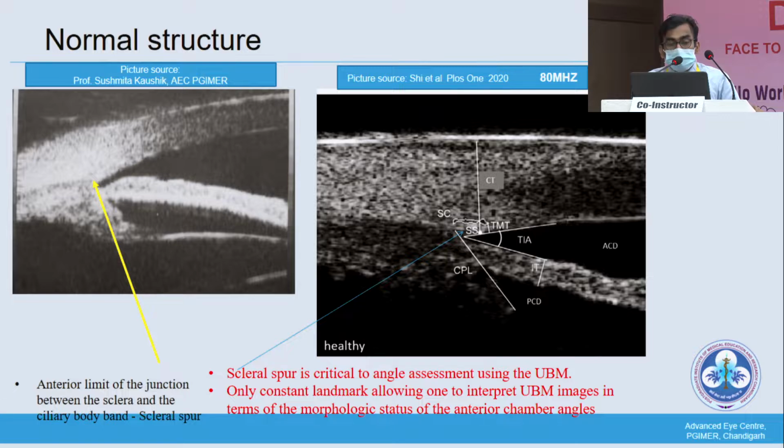The next one is the identification of the most prominent landmark, that is the scleral spur. The scleral spur is the anterior limit of the junction of your sclera and the ciliary body. So that is the constant marking. After identifying the scleral spur, you can assess the trabecular iris angle. If possible, there is iris thickness, because in PCG there are changes in the iris thickness that I will come to later on.